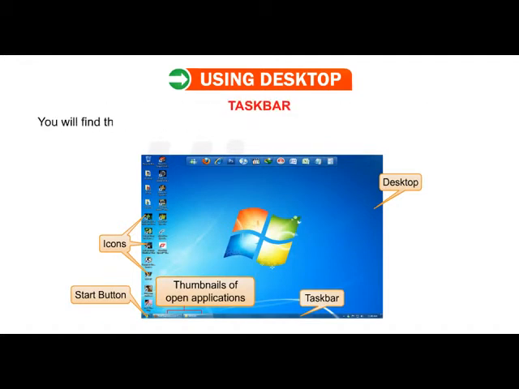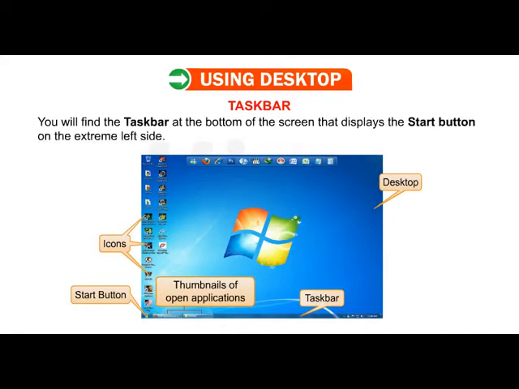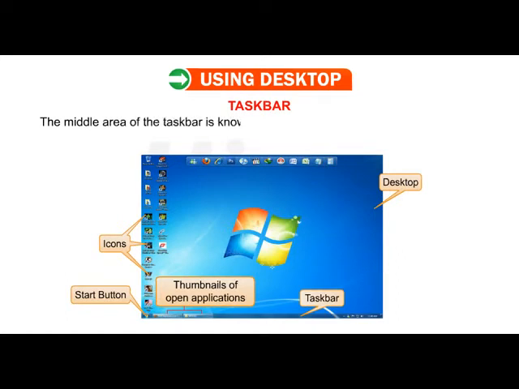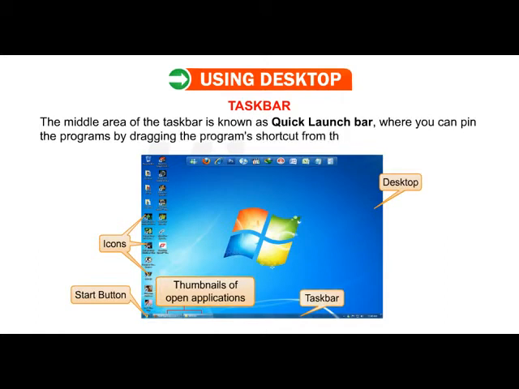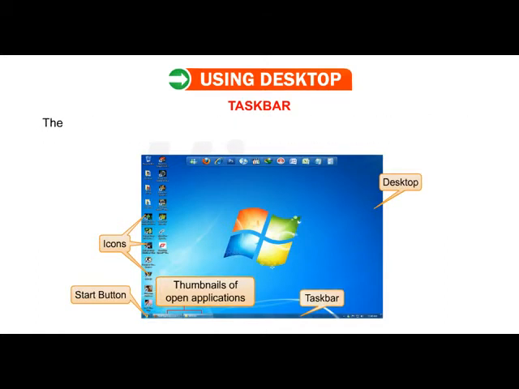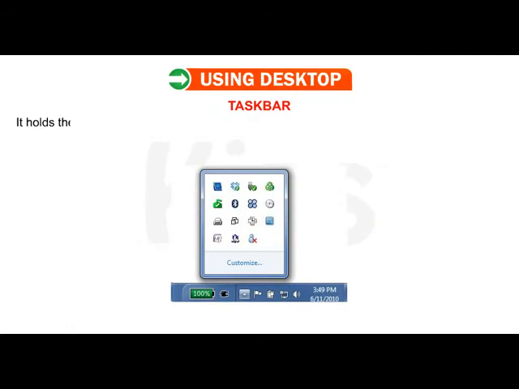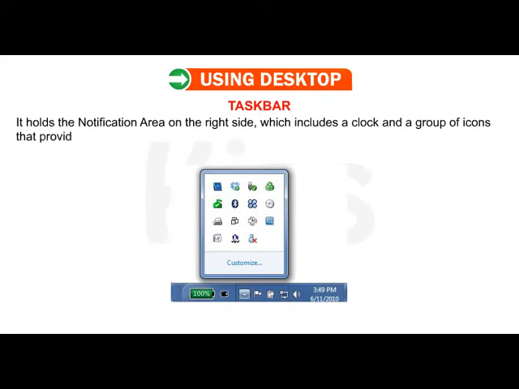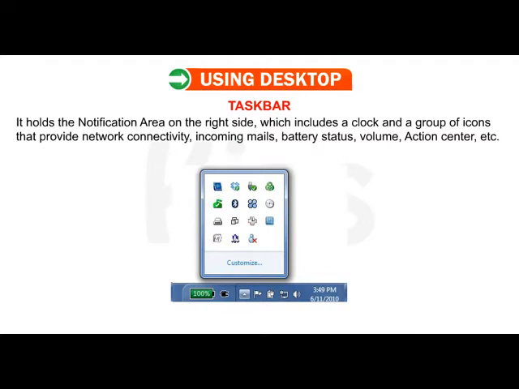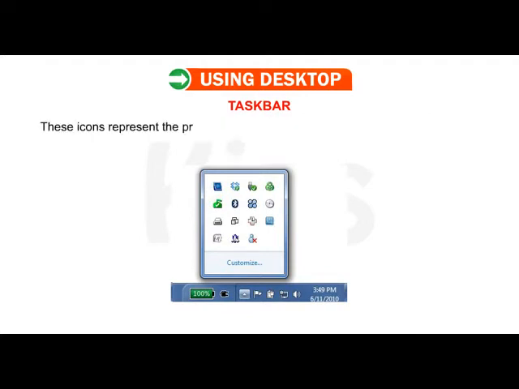Taskbar. You will find the taskbar at the bottom of the screen that displays the Start button on the extreme left side. The middle area of the taskbar is known as Quick Launch Bar, where you can pin the programs by dragging the program shortcut from the desktop or Start menu. The programs that you have opened appear in the form of thumbnail buttons on it. It holds the notification area on the right side, which includes a clock and a group of icons that provide network connectivity, incoming mails, battery status, volume, action center, etc. These icons represent the programs that are located in ROM at the time of a startup.